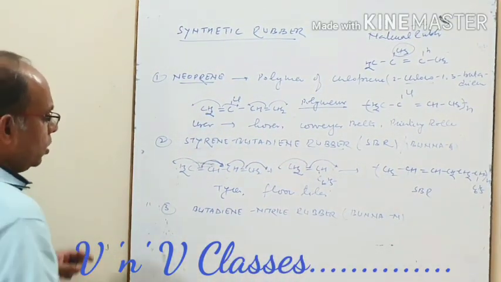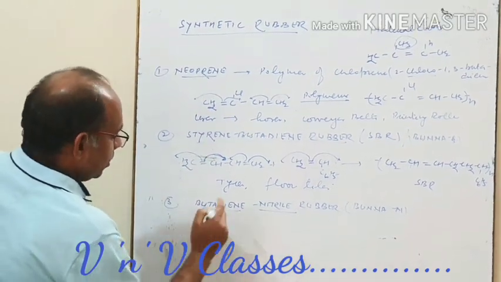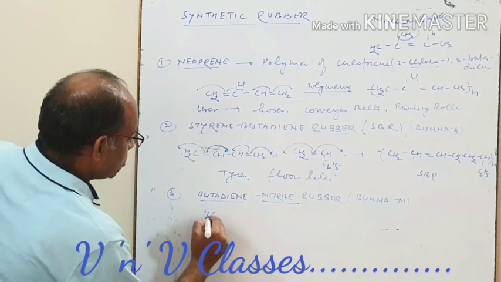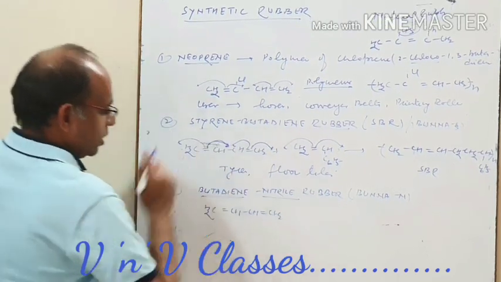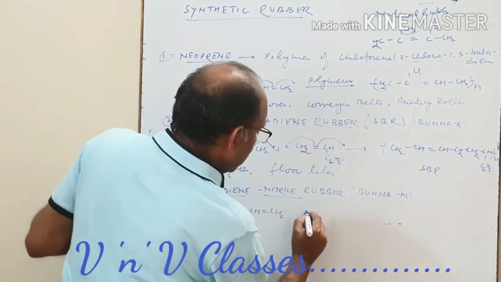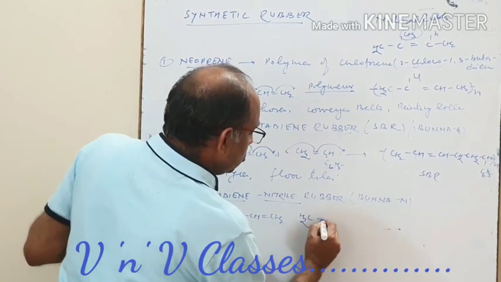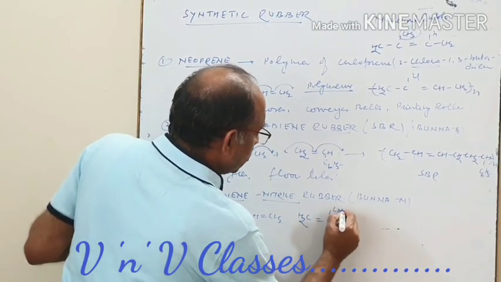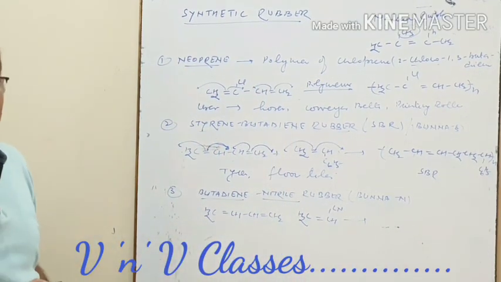Right? Now how is it formed? Butadiene and nitrile. Butadiene again is the same, CH2 double bond CH single bond CH double bond CH2. This is to be known as butadiene. And I say nitrile. So what do you find? This is acrylonitrile actually, CH2 double bond CH single bond CN. This is nitrile. Butadiene nitrile rubber.